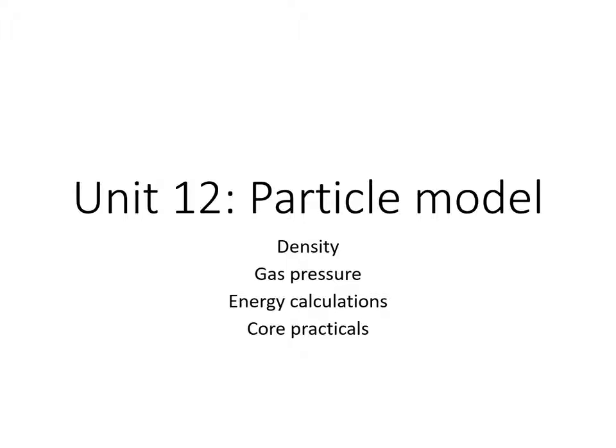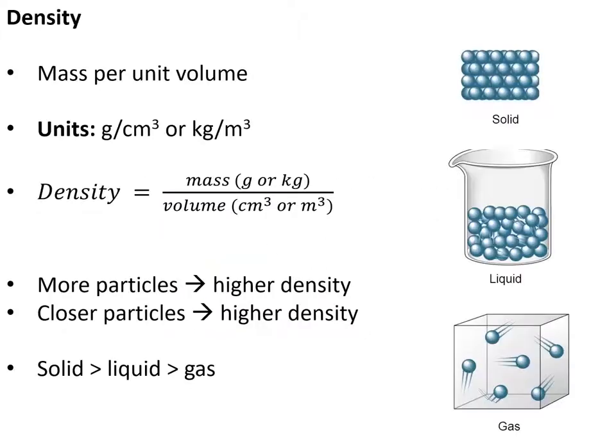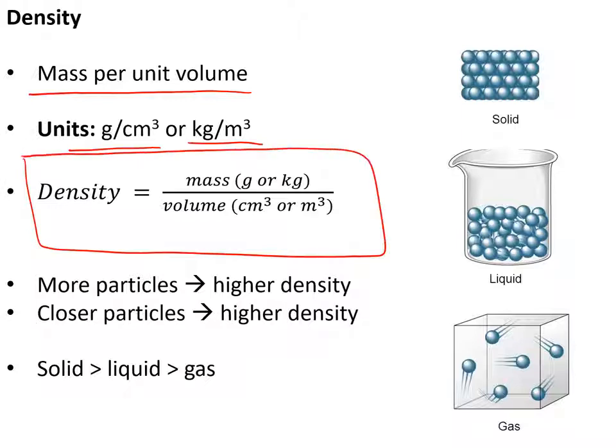Unit 12, the particle model, where we look at density, gas pressure, energy calculations, and the core principles. So density is the amount of mass per unit volume, and the units are grams per centimetre cubed or kilograms per metre cubed. Now, to calculate density, we do mass divided by volume and just make sure the units work. So if your mass is in grams, your volume should be centimetres cubed. If your mass is kilograms, your volume should be metres cubed.